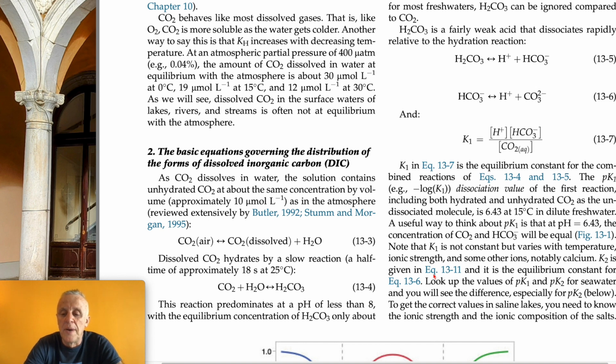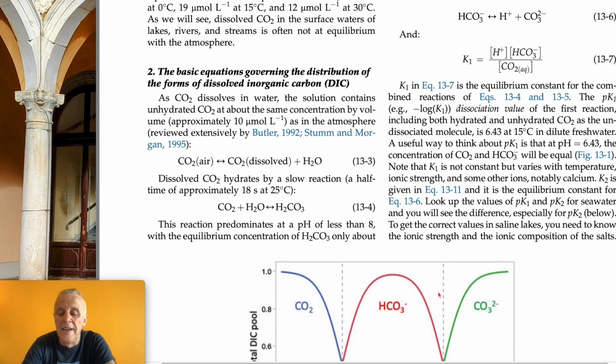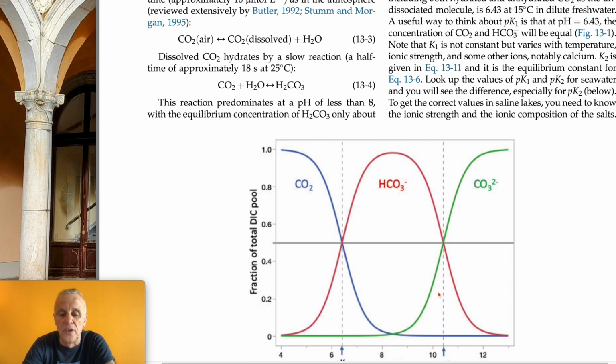A useful way to think about pK1 is that at pH 6.43, the concentration of CO2 and bicarbonate will be equal. Note that K1 is not constant, but varies with temperature, ionic strength, and some other ions, notably calcium. K2 is given in equation 13-11, and it is the equilibrium constant for equation 13-6. Look up the values of pK1 and pK2 for seawater, and you will see the difference, especially for pK2. To get the correct values in a saline lake, you need to know the ionic strength and the ionic composition of the salts.